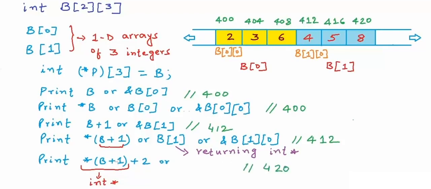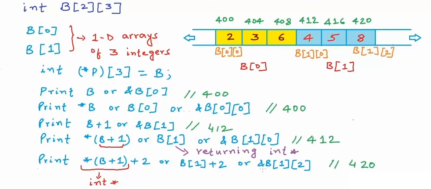Asterisk (B plus 1) in this expression can be written as simply B1, because they are substitutes for each other, they are alternate syntax. So this is the same as B1 plus 2, and once again these expressions are returning a pointer to an integer. They are returning a pointer to this element B1[2]. That's why we can also say ampersand B1[2]. All these three once again are the same.